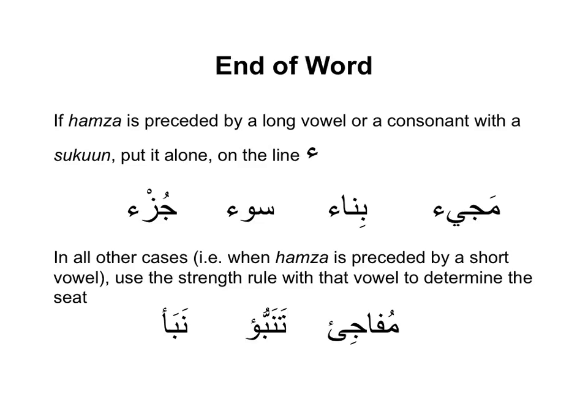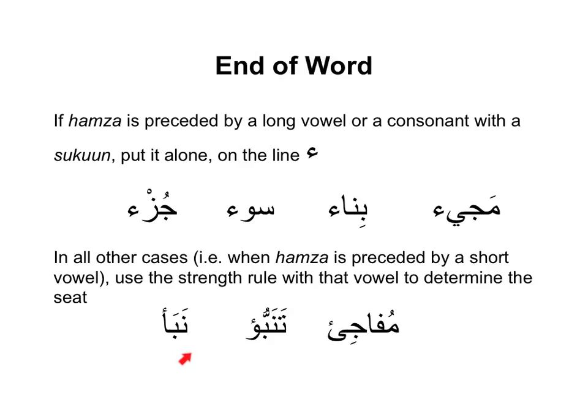In all other cases, and all of the cases are specifically where there is a short vowel, not a long vowel and not a sukoon, but a short vowel right before the hamza, and the hamza comes at the end, then you just use the strength rule, just like in the middle. And so, mufaji', preceded by a kasra, tanabbu', where the hamza is preceded by a dhamma, and naba', where it is preceded by a fatha.